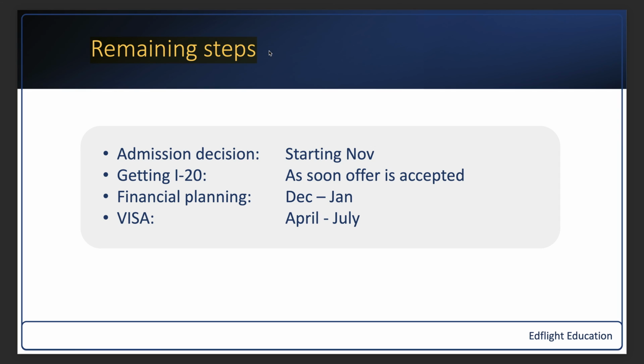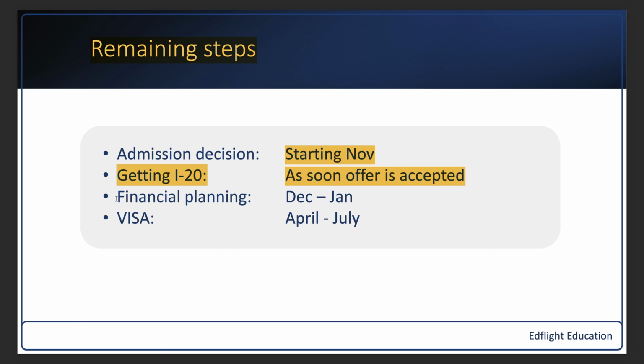Now if you apply for early admission, your decision will come out starting the second week of November. For regular applications though, the decisions will start coming out from January onwards. After you get an offer and accept it, you then have to work on getting your I-20 issued. The I-20 is a document that you need in order to apply for a student visa, the F1 visa. Without the I-20, you can't apply for the F1 visa. It is very, very important.